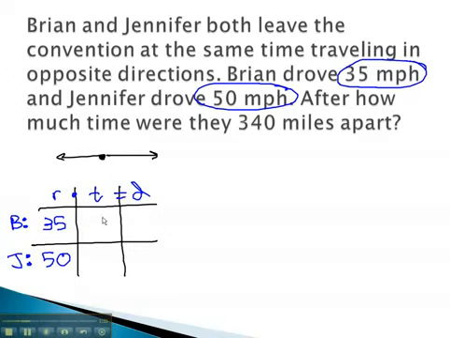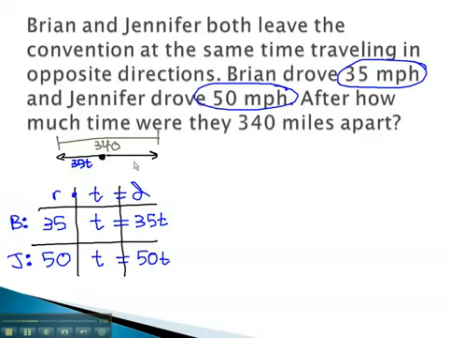We want to know after how much time, we don't know, but it's the same time for both, will the total distance between them be 340 miles. We calculate distance by multiplying rate by time, 35t and 50t. In other words, Brian's distance is 35t, and Jennifer's distance is 50t. Adding those distances together, 35t plus 50t, will give us the total distance traveled of 340 miles.